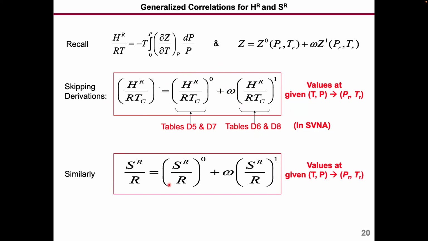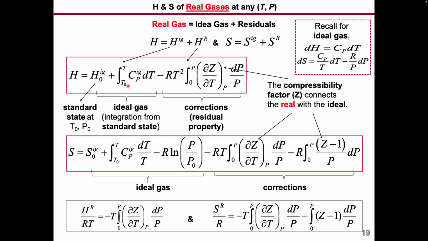And then same thing, you can calculate SR in a similar manner. So SR divided by R is equal to (SR divided by R)0 plus omega times (SR divided by R)1. As long as you know temperature and pressure, you calculate these and look them up in these particular tables. And then once you calculate the residual property, you couple it back to the ideal property, which you already know how to calculate, and then you get the enthalpy and entropy for your real gas at any temperature and pressure.